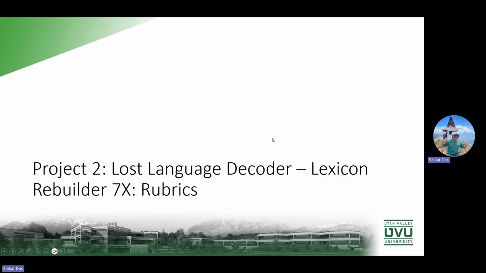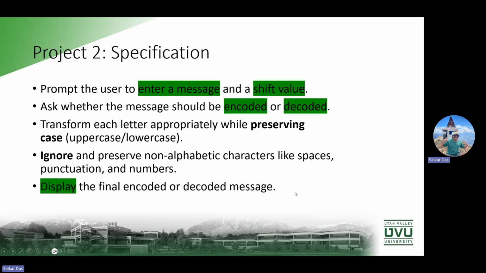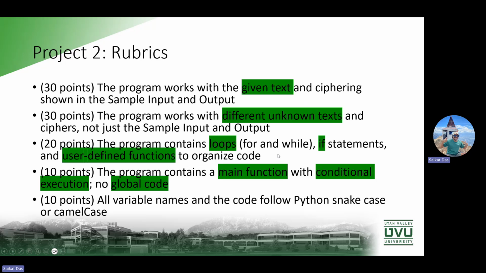I already discussed the project 2. These are the specifications, these are the input, right? These are the enter the message, shift value, encoded or decoded. You need to preserve the case, ignore the non-alphabetical character, display the final encoded things. These are the rubrics that I have already told you. You need to follow the rubrics. This is like a guideline.